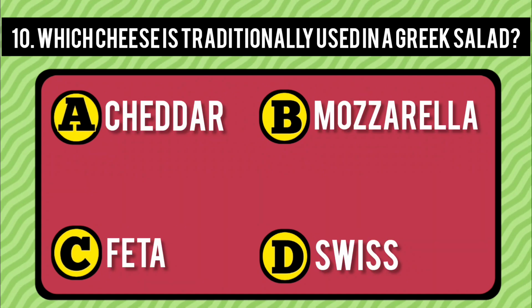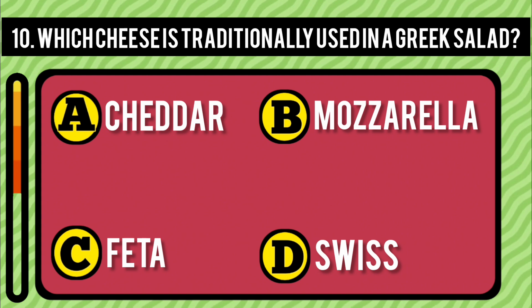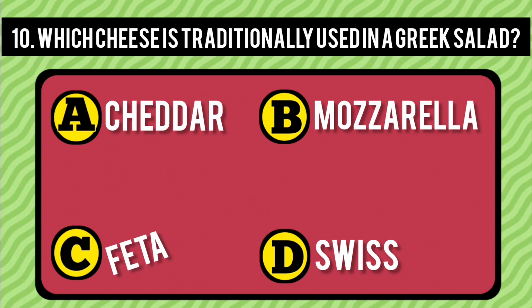Which cheese is traditionally used in a Greek salad? A. Cheddar. B. Mozzarella. C. Feta. D. Swiss. The right answer, feta.